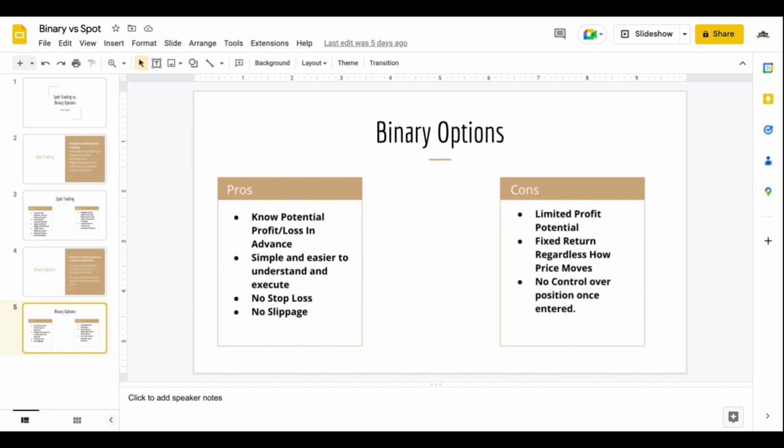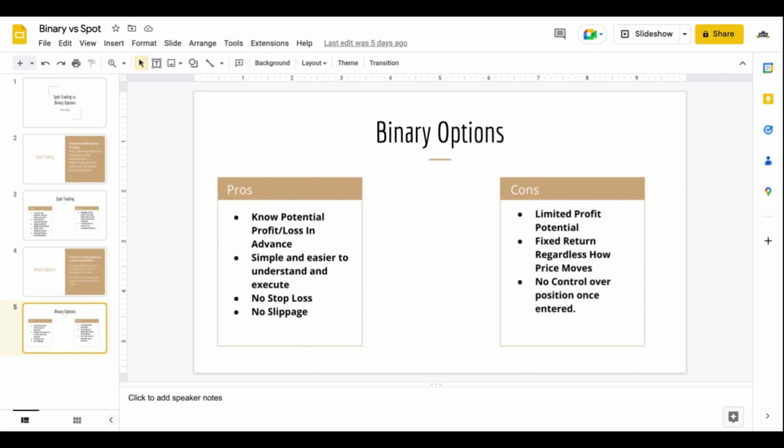You also have no control over the position once you enter it. So when you enter that position, you're there. That's your entry. You can't change it or you can't get out. That's binary options for a lot of the overseas brokers.